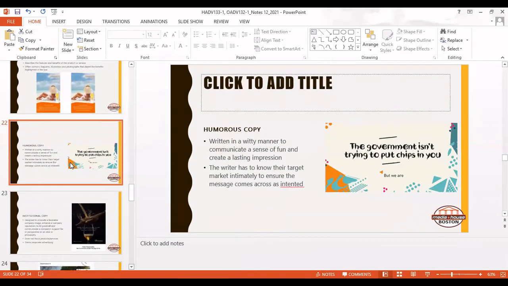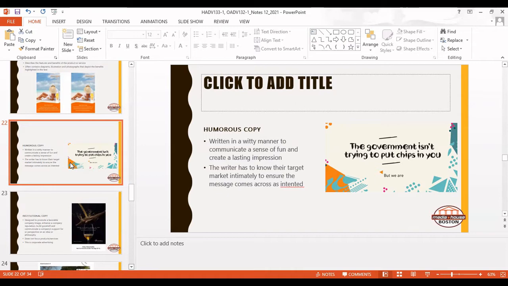Then we have what we call also a humorous copy. This is written in a witty or funny manner to communicate a sense of fun and create a lasting impression. Humorous copy, we have seen a lot of these, and most advertisements try to come up with humorous copy.